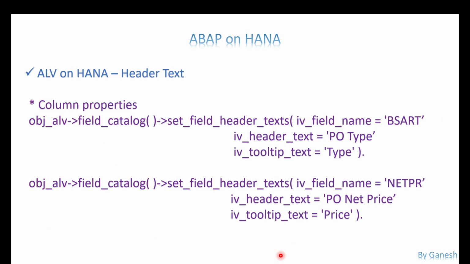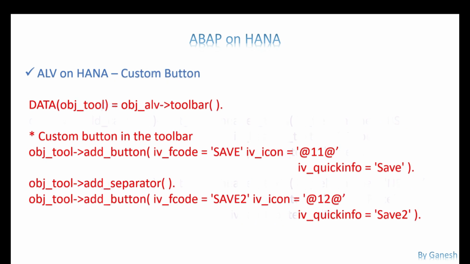And header text: suppose I want to pass a header text, we use the first object reference, and there is a method field catalog, and we have another method called set field header text. That is for one field, and this is for the other. So I set two different fields in my header text along with the tooltip options as well. And custom toolbar, here I just limited options, but you can try, most of the options are available.